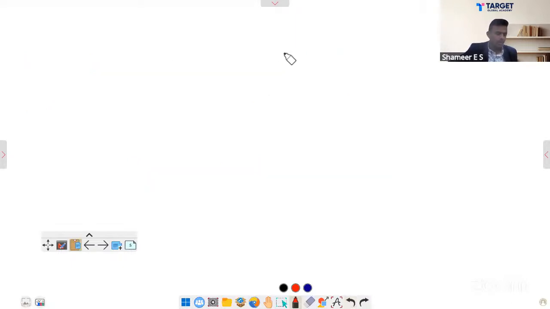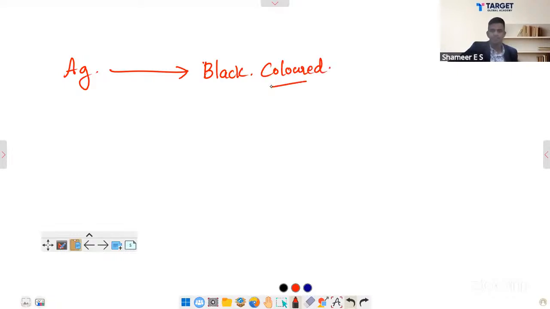In the first chapter, some kinds of MCQs are highly important. For example, silver. The color of silver is a kind of gray, right? So silver gets a black appearance. Why does silver have a black appearance after some time, if you keep silver outside? Most of the people will write Ag2O. That is actually incorrect. Not silver oxide.